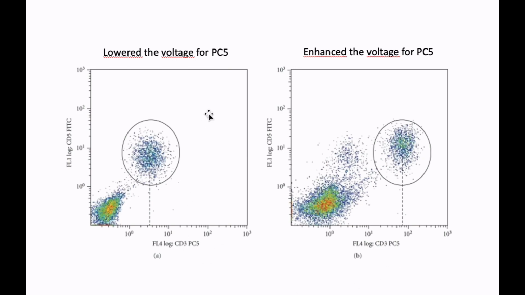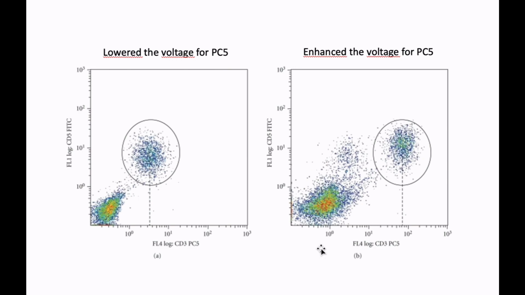So for example, if you apply a low voltage, the population will fall here. But if you apply a higher voltage for PC5, the population will move to the right. And this is a better case, I think, because you can also reveal something here that was hidden before. You can clearly see that in this picture there are some events even below zero, because the flow cytometer is able to detect even very low signal events, even below zero. But of course there are limits.